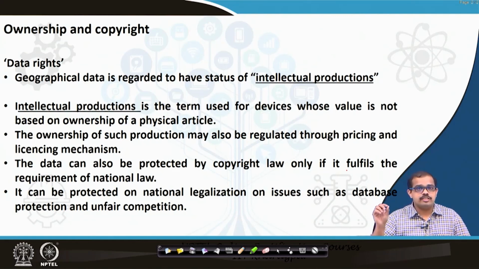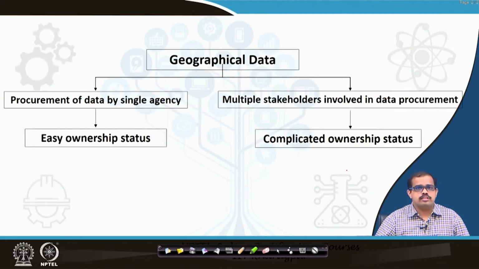When I say intellectual production, it is a term used for devices whose value is not based on the ownership of a physical article, but it can be a digital article. So, the ownership of such productions may be regulated through pricing or through a licensing mechanism. The data can also be protected by copyright law only if it fulfills the requirement of a national law. It can be protected under national legislation on issues such as database protection and unfair competition. So, all of these are issues in terms of ownership.